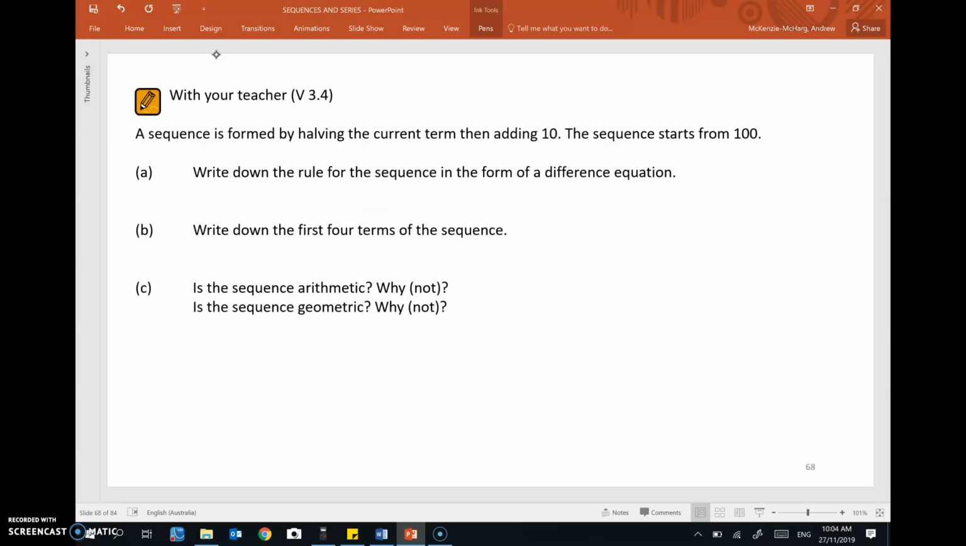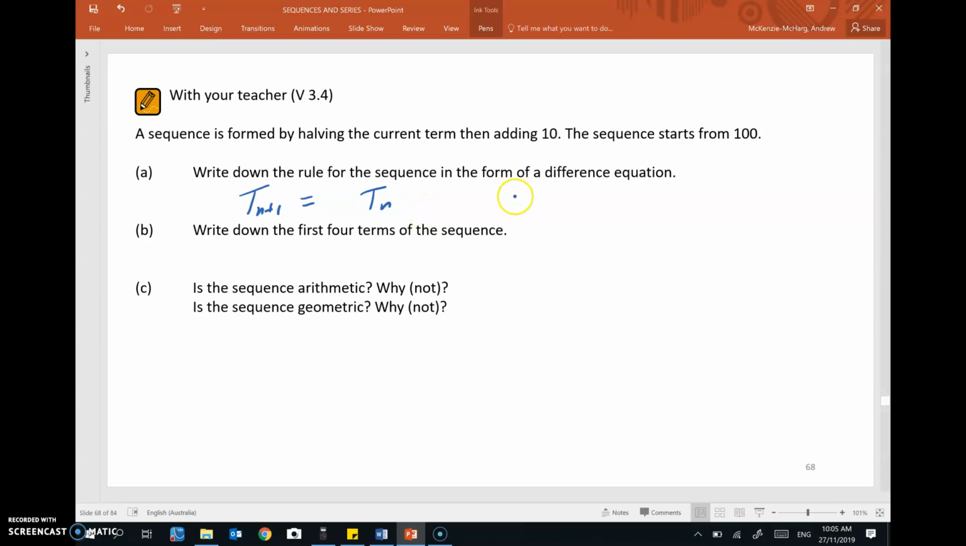Let's look at V3.4, where the sequence is described to us and we need to write down the difference equation which models this. So you might want to pause the video and try this yourself, and then I'll have a go at it. Righto, so for this one we want to show how we get to the next term from the previous term. So I'll write those down there and I'm going to fill in the parts around them as appropriate.